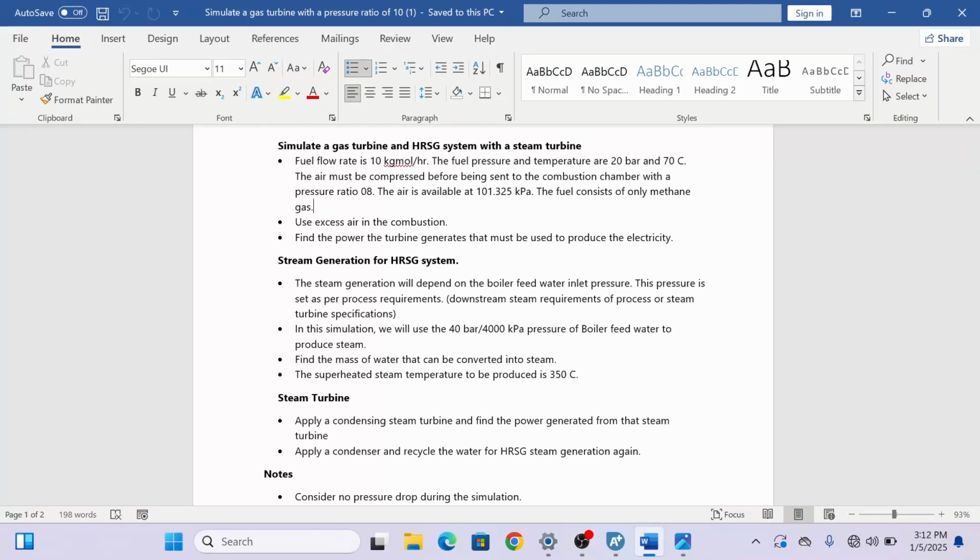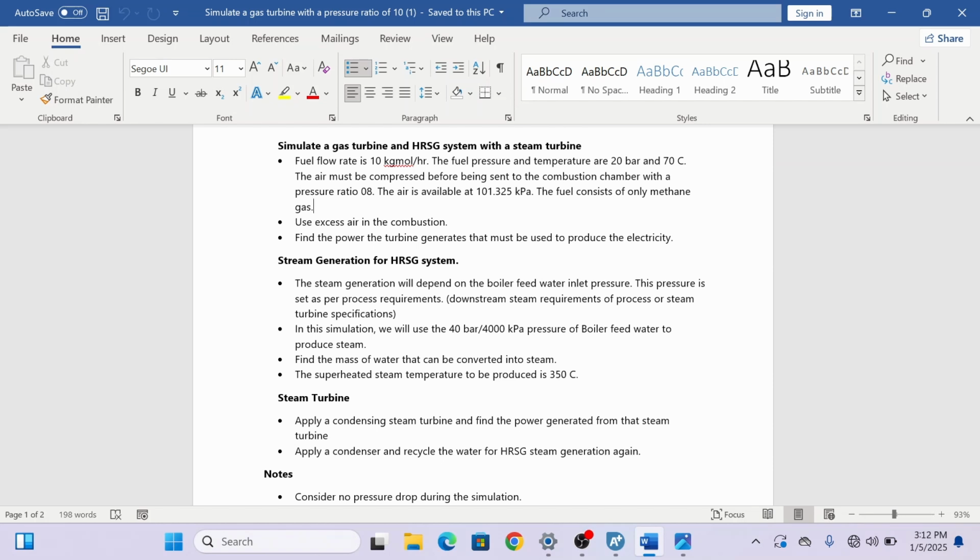In this video, we are going to simulate a system in which we will first simulate a gas turbine, and then, coupled with the gas turbine, a heat recovery steam generation system. The steam that will be produced from the HRSG, we will simulate and run a steam turbine from it.